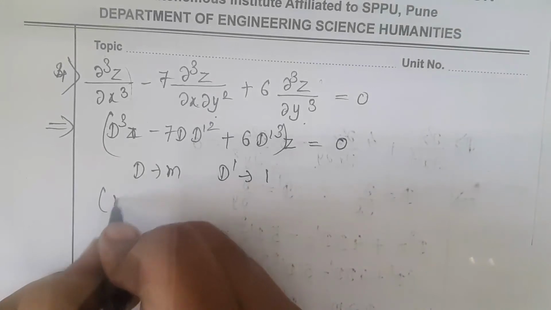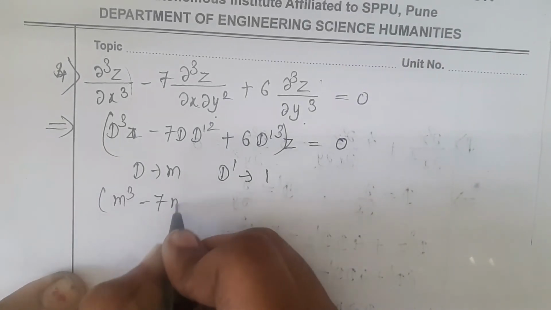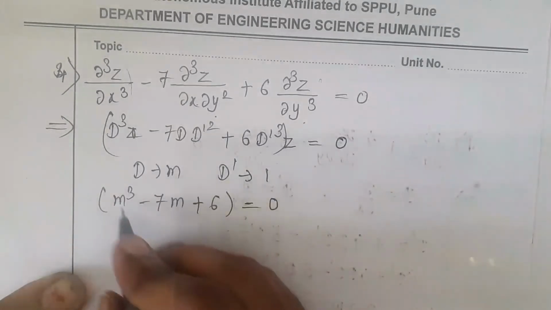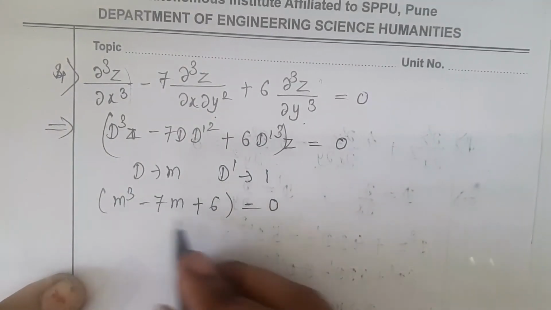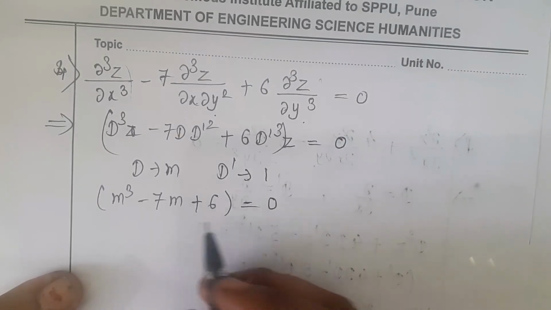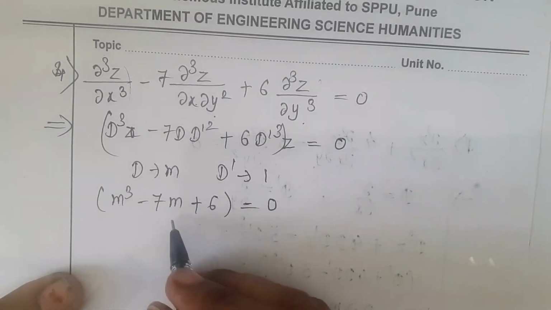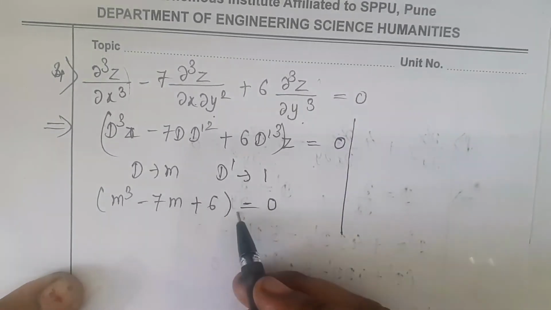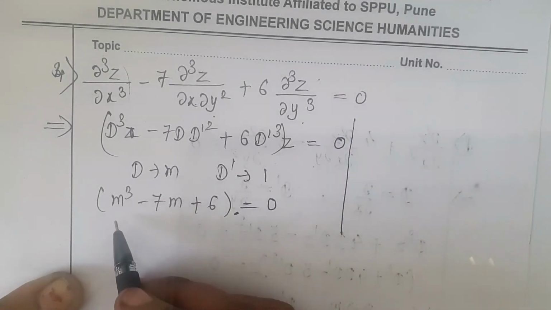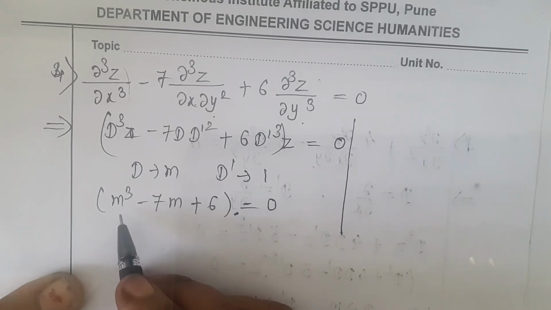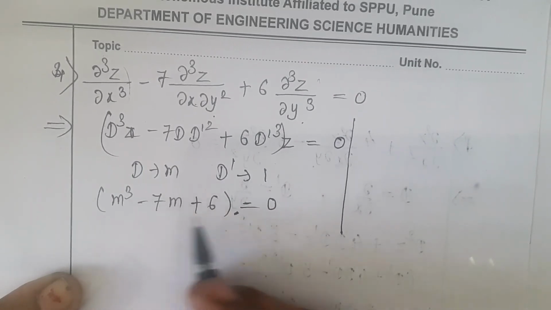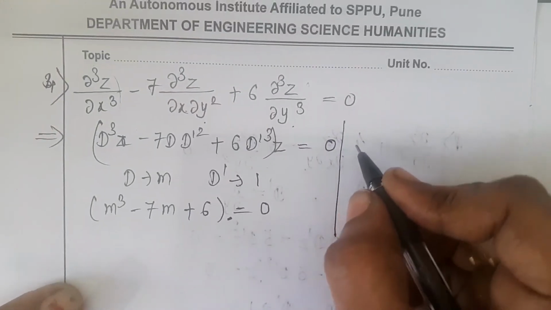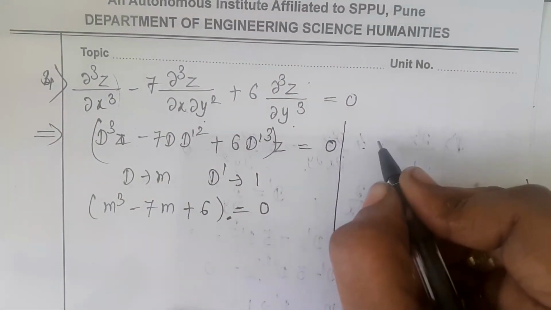Now it is D cube minus 7D D' square plus 6D' cube. Replace D by m and D' by 1, so it is m cube minus 7m plus 6 is equal to 0. Now this is m cube, not m square, so we cannot solve it as a quadratic equation. So find the roots for this. One root we can find by using the trial and error method. If we take m is equal to 1 here, then 1 minus 7 plus 6, so it is 7 minus 7, 0. So find the rest by using the synthetic division method.